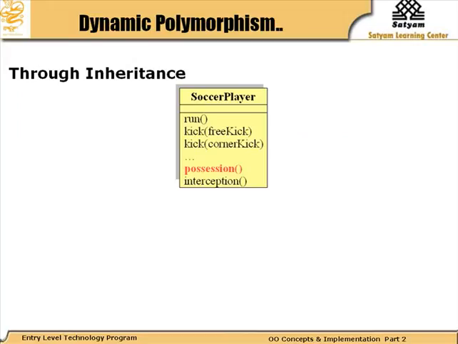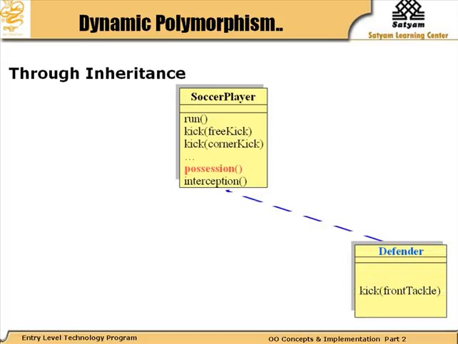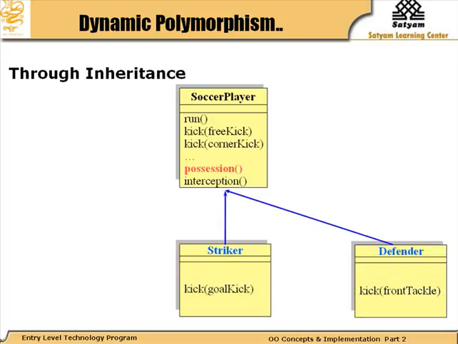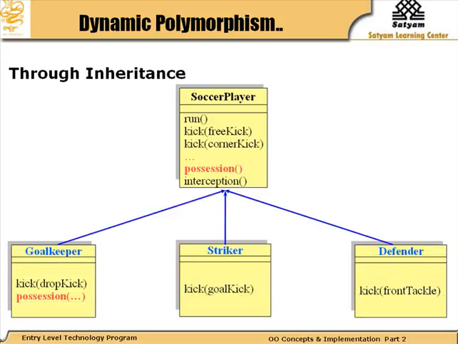Here is another example. Soccer player has certain generic behaviors for all soccer players, irrespective of what player type he is. However, different soccer players might have specific behaviors, such as the kick implementation for a goalkeeper would be different from the kick implementation of the striker and so of the defender. As you see here, the soccer player implements two kick methods, free kick and corner kick, which are common for all players.